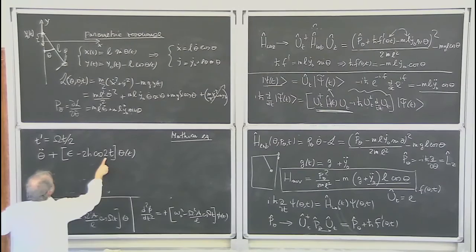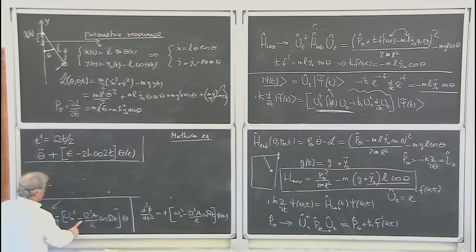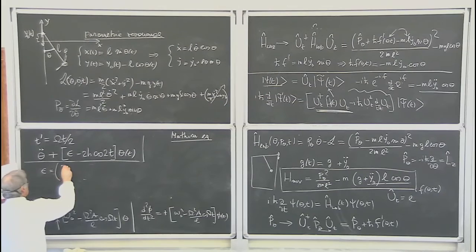You see, omega t becomes 2t prime, which I've called t. Now this equation here somehow captures both. In the standard pendulum case, the setting is the following: epsilon is equal to twice omega 0 square, and h is equal to 2a over l.